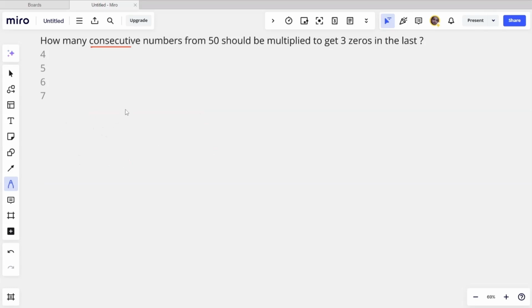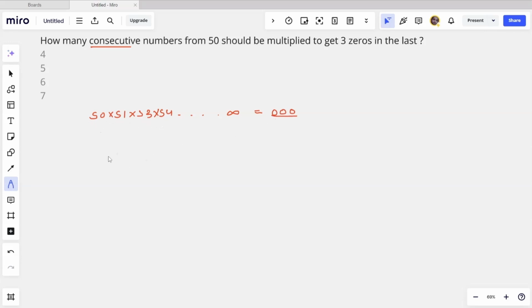Okay, now let's come to the question. It is saying how many consecutive numbers from 50 should be multiplied to get 3 zeros in the last. So it is basically saying how many numbers we should multiply with 50 and those should be consecutive, 50 into 51 into 52 into 53 into 54, it can go up to infinity, but it is saying the minimum possible number we should multiply, and we will start from 50. So the resultant value should get 3 zeros in the product of these values.